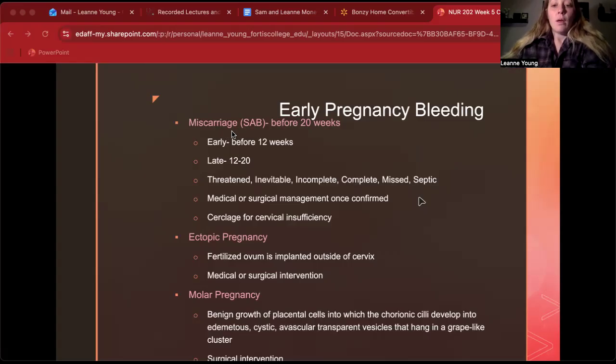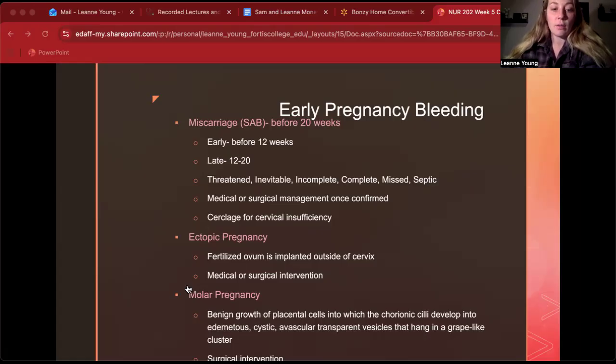Okay, a molar pregnancy is the benign growth of placental cells into which the chorionic villi develop into edematous, cystic, avascular, transparent vessels that hang in a grape-like cluster. Those are a lot of fancy words. I'm going to show you a picture on the next slide, okay? Surgical intervention. So for a molar pregnancy, we do a D&C, okay? We have to go in and evacuate and excavate all of that.